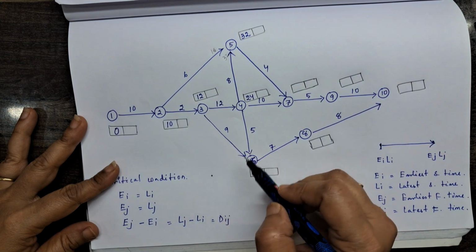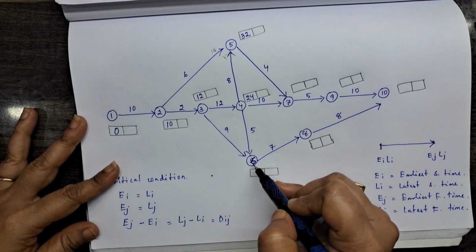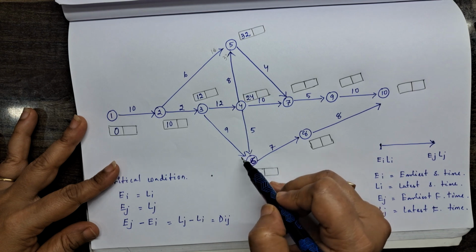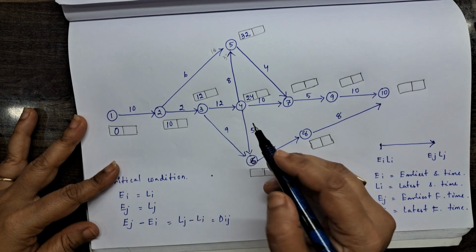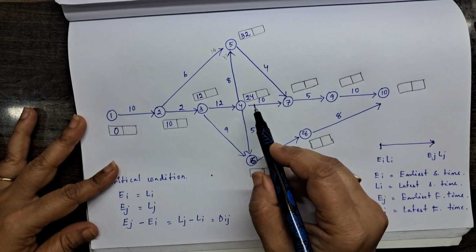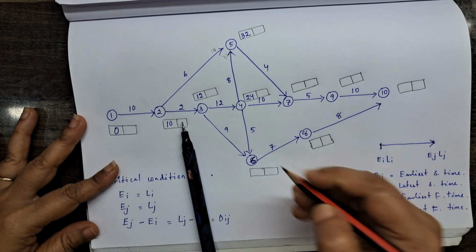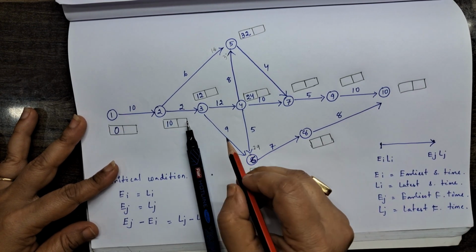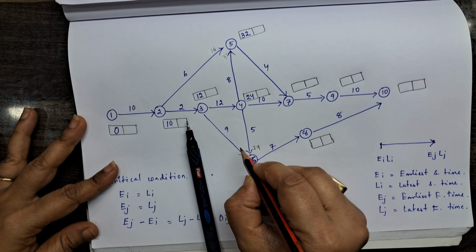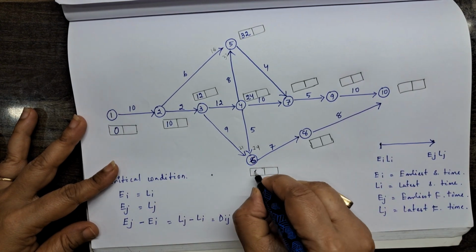Now at node 6, again 2 arrow heads are here. One is coming from 4 to 6, another one is from 3 to 6. So 4 to 6 is 24 plus 5, which is 29. This one is 12 plus 9, which is 21. The maximum is 29, so I have taken 29 here.